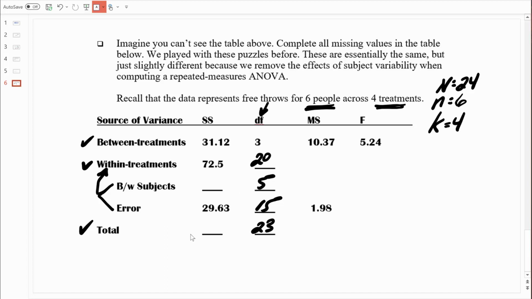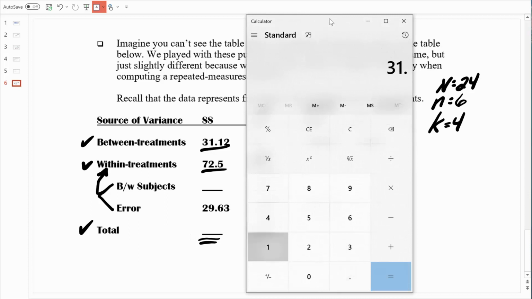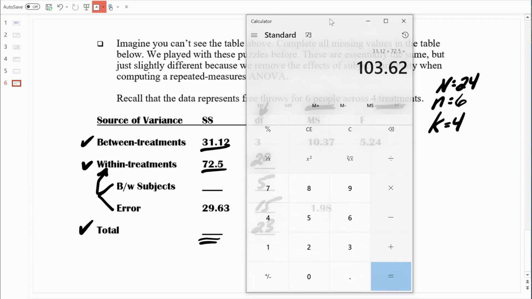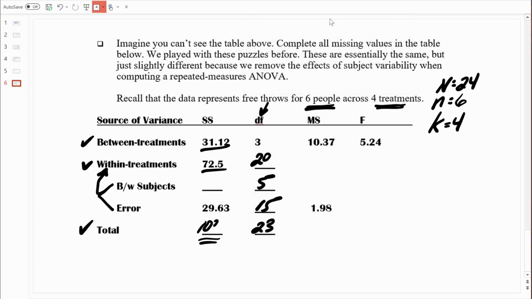Next, let's focus on sum of squares total. Keep this in mind. Sum of squares between treatments plus sum of squares within treatments should equal sum of squares total. So all we need to do is add this value and this value to find this value right here. 31.12 plus 72.5 equals 103.62. All that we need to do right now is find sum of squares between subjects.